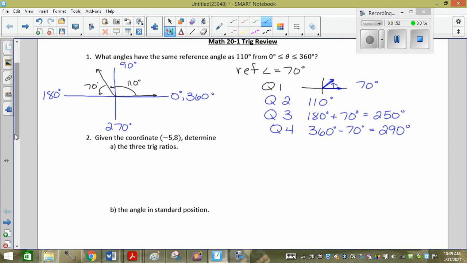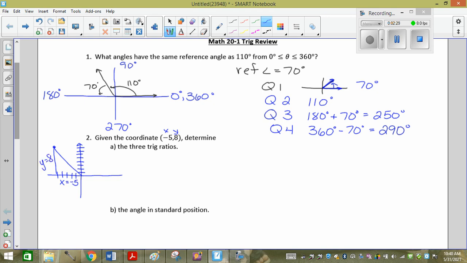Here it says, given the coordinate -5, 8, I gave you 2 separate questions here because I can go 2 separate ways with this exact same question, okay? So if I ask for the 3 trig ratios, this is x, this is y, I need r. It's -5 and 8. And then I always draw the reference triangle. So this is x equals -5, y equals 8.